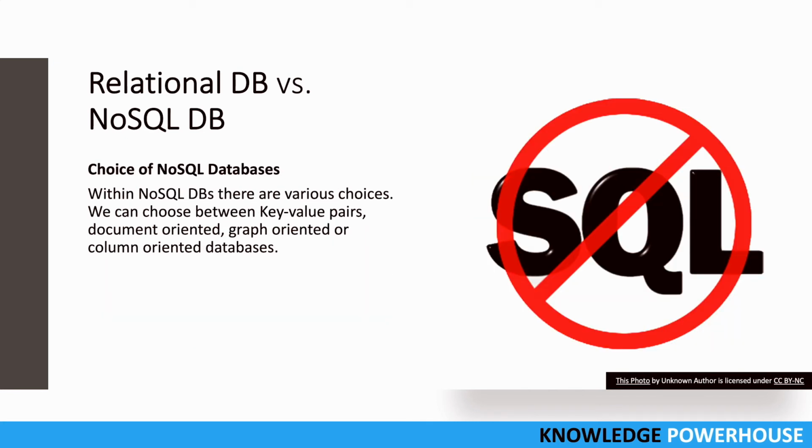Another choice is what kind of NoSQL database we want to use. In relational, you have one choice, that it has to support SQL and ACID properties. Whereas in NoSQL, if we have a graph scenario, we can use a graph-oriented database, or a column-oriented database. We can even have key-value pairs or a document-oriented database. So those are the choices we can have in NoSQL databases. These kinds of choices are not in relational databases.